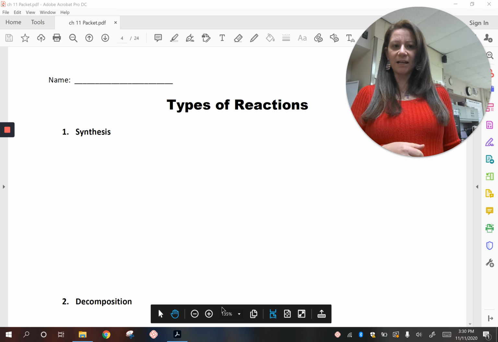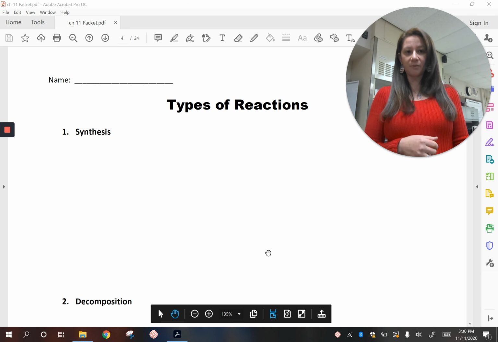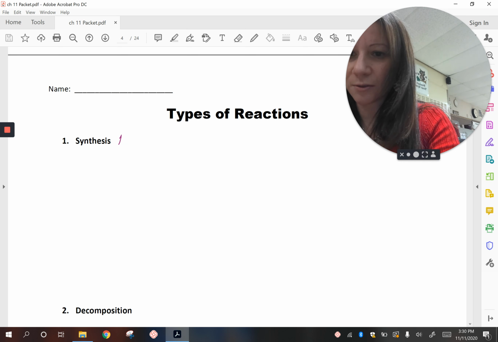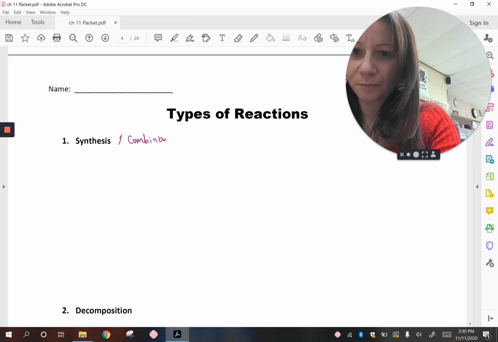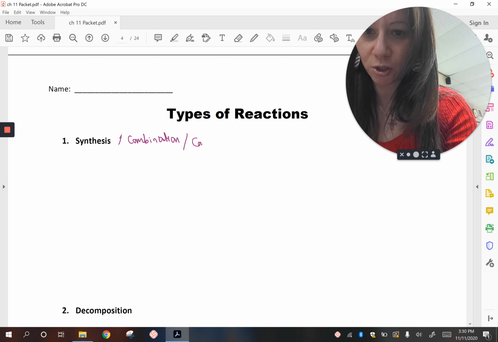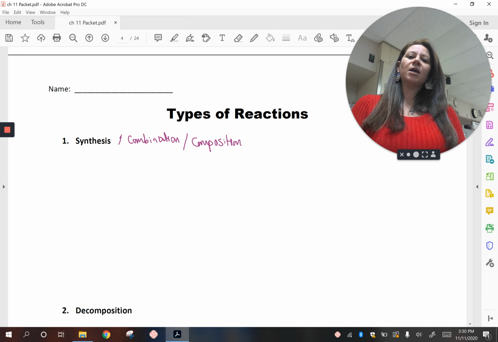So we're going to look at several types of reactions here. The first one is called synthesis. It's also known as combination. So synthesis or combination, or also known as composition. So any of those three mean the same thing.